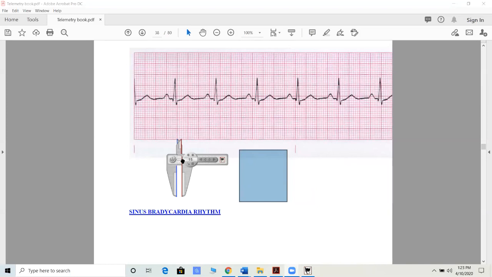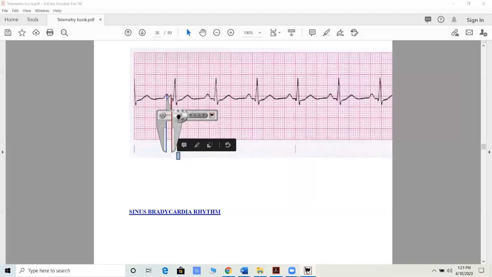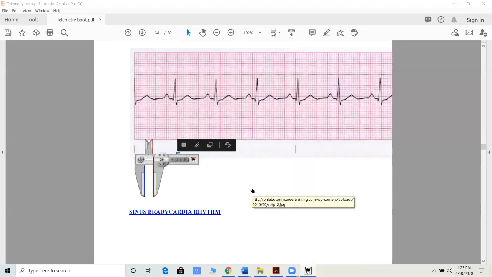Let's do our PR, shall we? So let me take this up to do a PR. P to R. Right here. I'm going to line this up. Now, go ahead and type in the chat box what you think the PR interval is. Remember, the PR interval can be between 0.12 and 0.20, right? So what is the PR? Go ahead and type it in the chat box or write it down. What do you get? Good job.